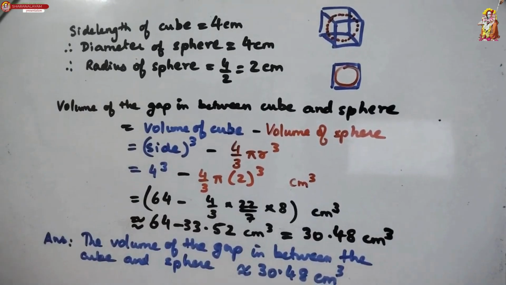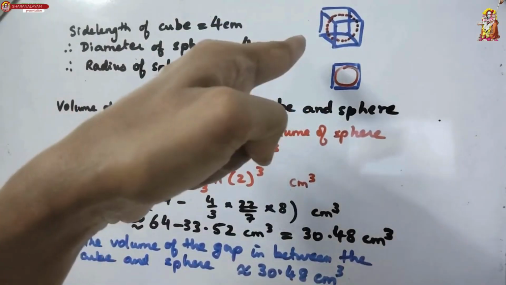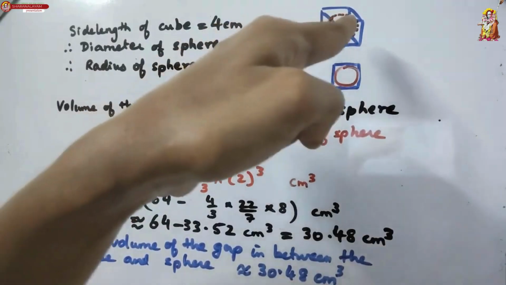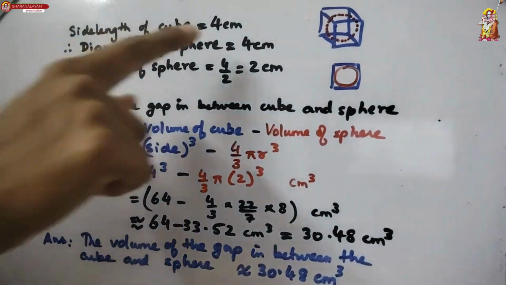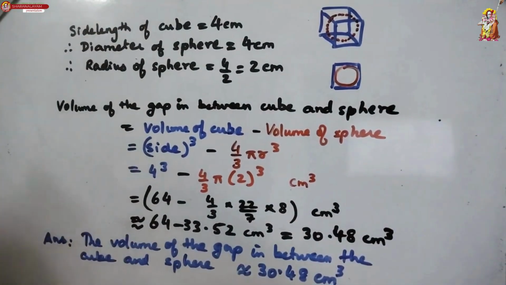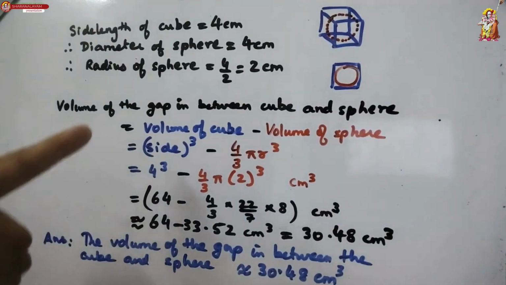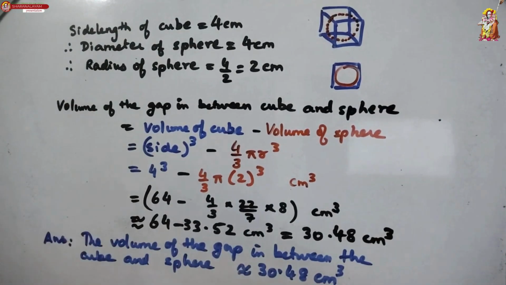Now it says that the cube contains a sphere touching its sides. So if the sphere is touching the sides, that means the diameter of the sphere will be equal to the side length of the cube. So if the side length of the cube is given to be 4 centimeters, the diameter of the sphere will be 4 centimeters. So the radius of the sphere will be half of that, that is 2 centimeters.